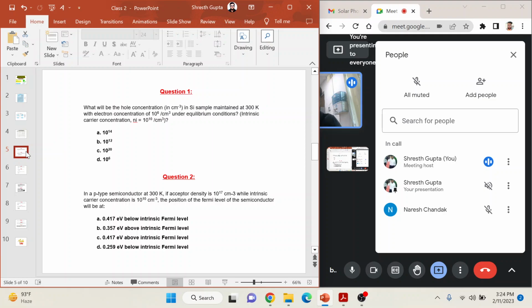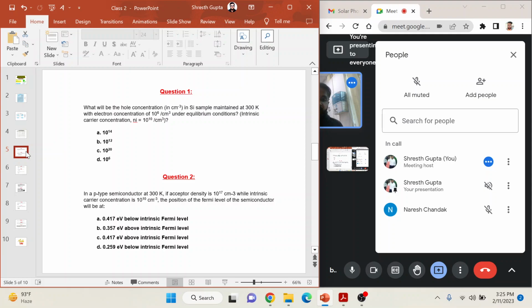Now the first question is: what will be the hole concentration in per centimeter cube in a silicon sample maintained at 300 Kelvin with electron concentration of 10 raised to power 6 per centimeter cube under equilibrium conditions, and the intrinsic carrier concentration Ni is equal to 10 raised to 10 per centimeter cube. The options are A 10 raised to 14, B 10 raised to 12, C 10 raised to 20, and D 10 raised to 6.